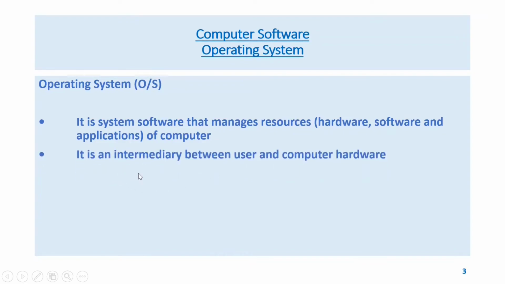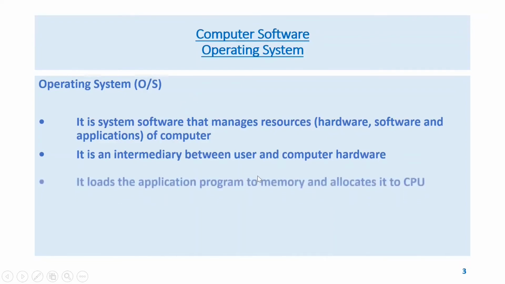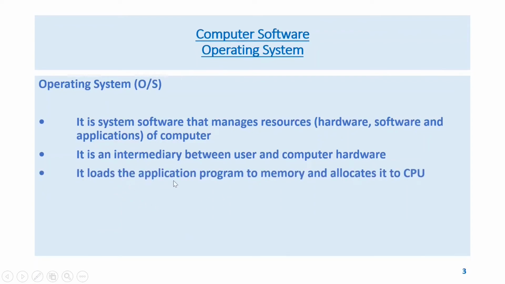An operating system is an intermediary between user and computer hardware. The user doesn't directly interact with the computer hardware, but user interacts with the hardware through operating system. Operating system loads the application program to memory and allocates it to CPU.